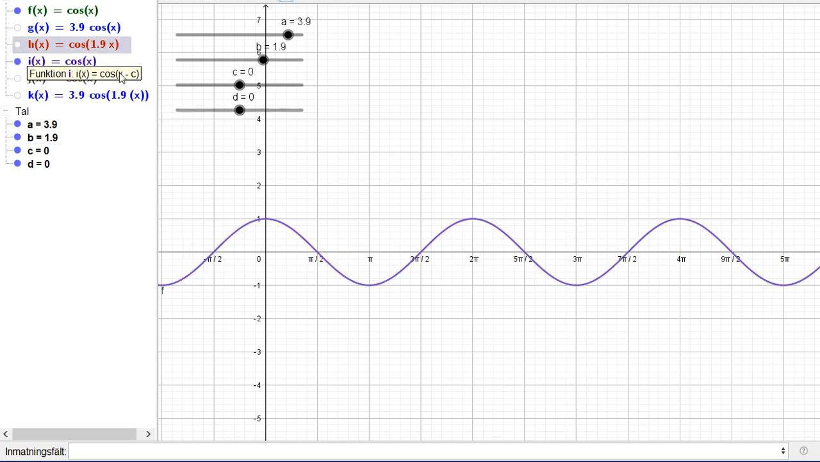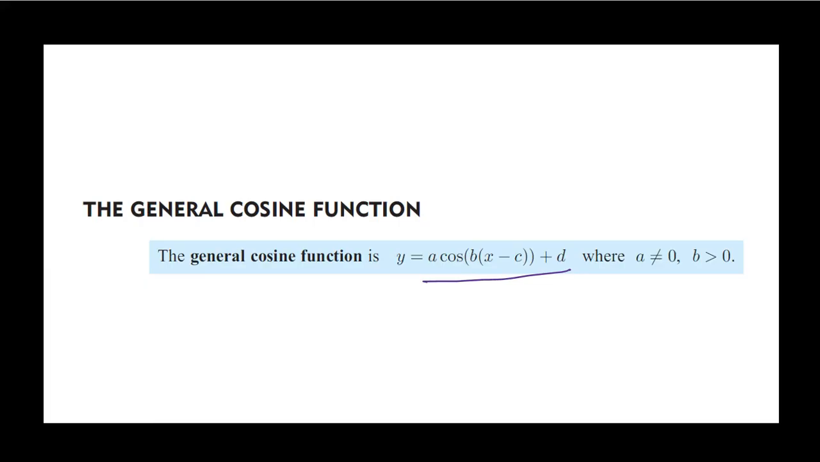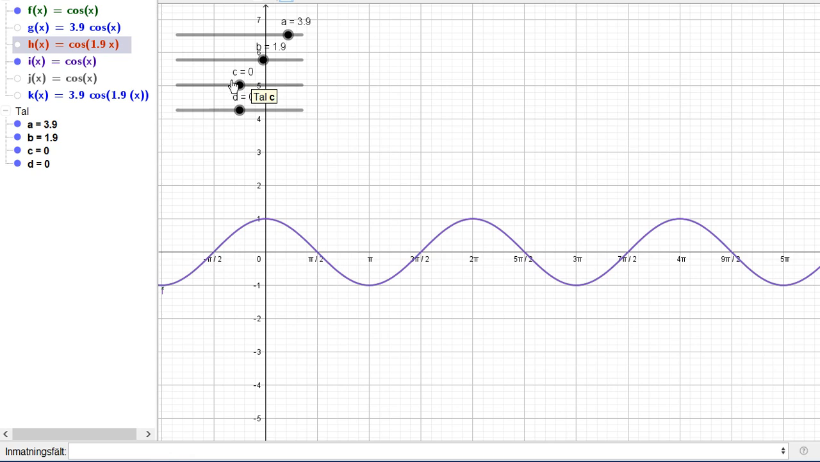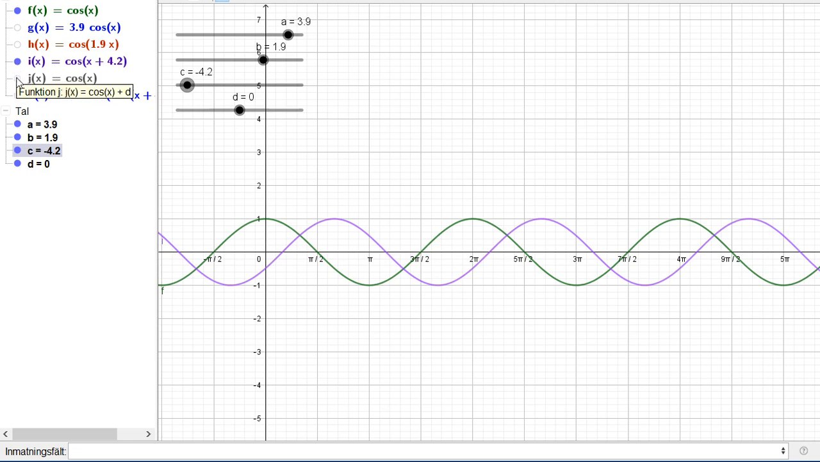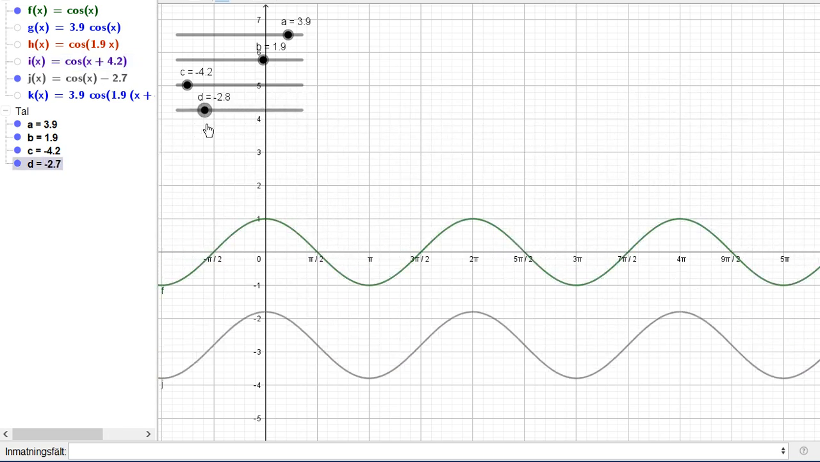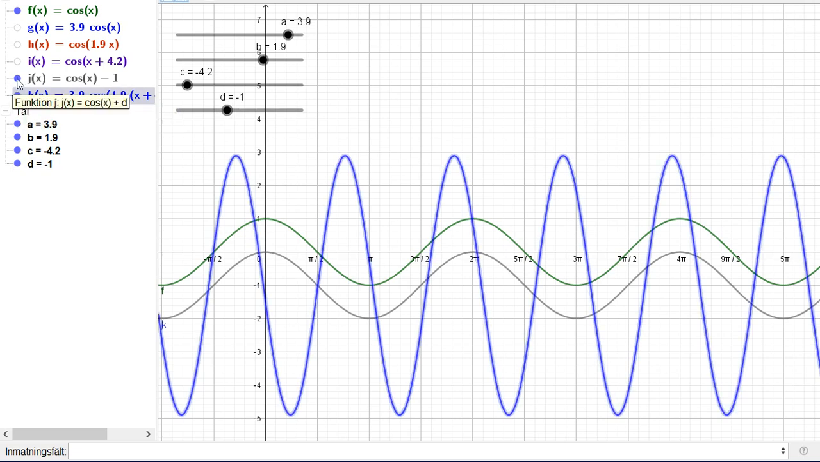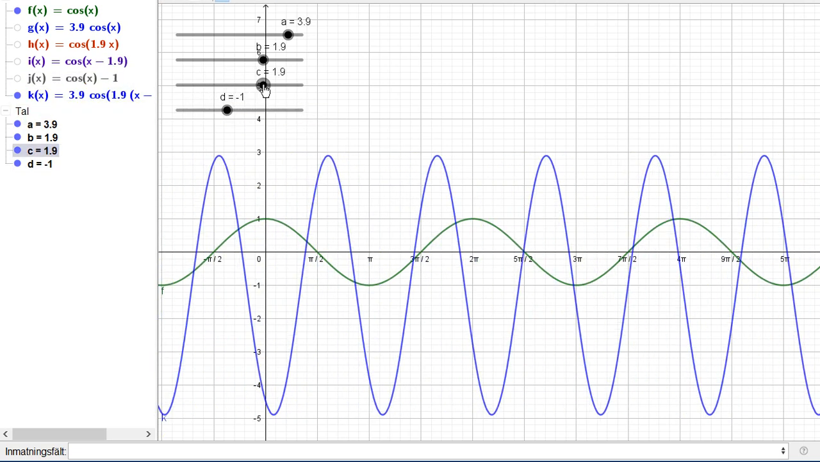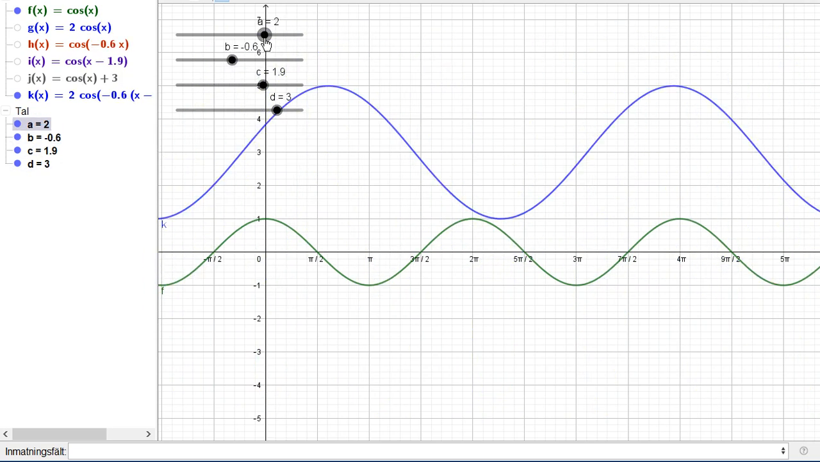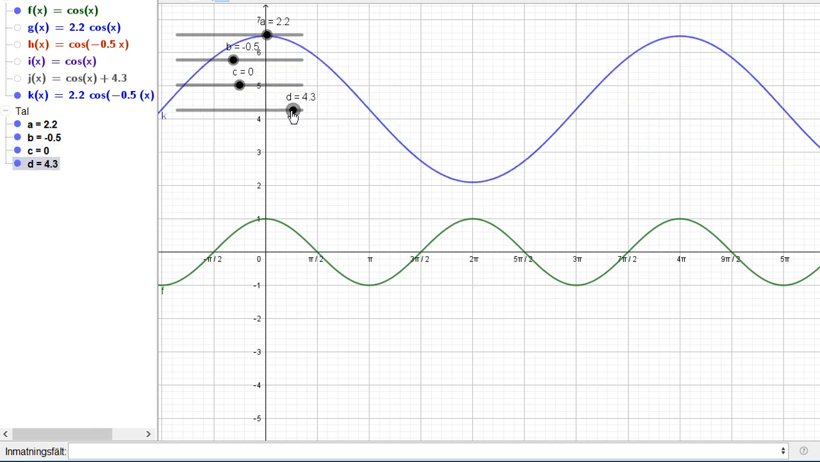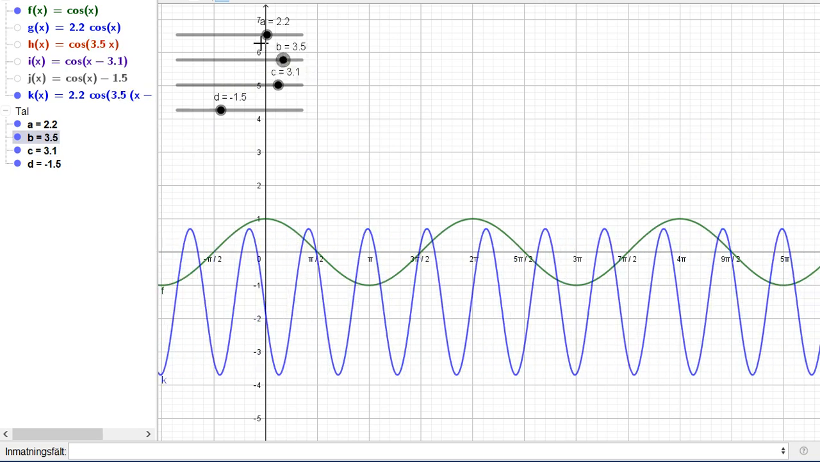Next, what does the c mean here? It's the same as in sine. If you missed my sine video, I'm not going too deep here now. The shift is to the right if c is positive, to the left if it's negative. And for the D, it's up and down. It's only the vertical shift, the same as in sine. If we have all of them, you can change any of them and see the effect.